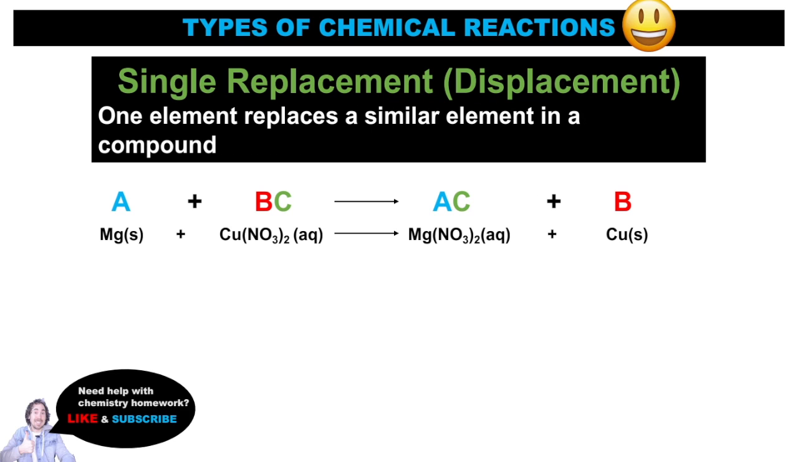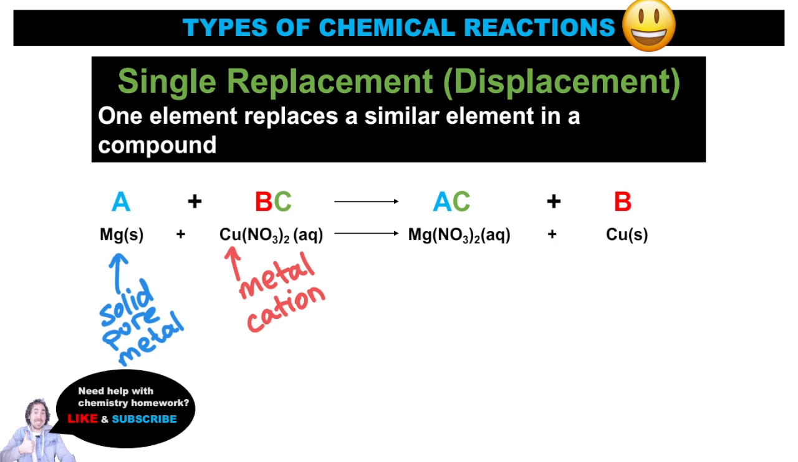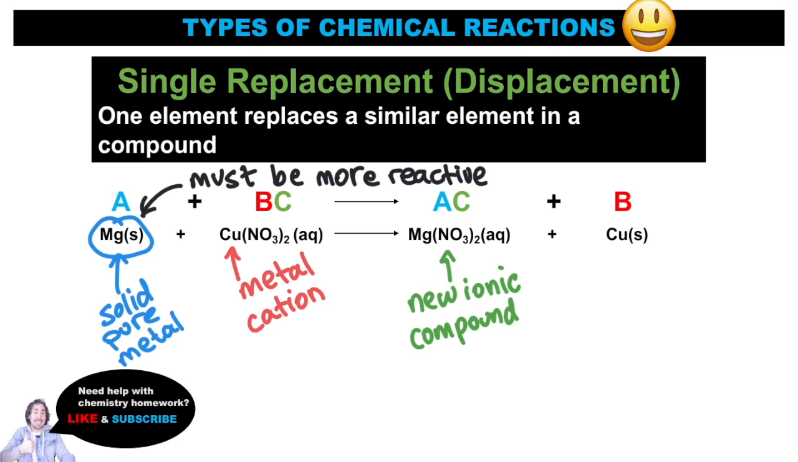A single replacement reaction is when an element replaces a similar element in a compound. Most commonly, a solid pure metal replaces a metal cation in an ionic compound to form a new ionic compound. The metal cation that was replaced forms a solid pure metal. When the metals are switching places like this, the solid pure metal must be more reactive than the metal cation in the ionic compound. Otherwise, a reaction will not occur.